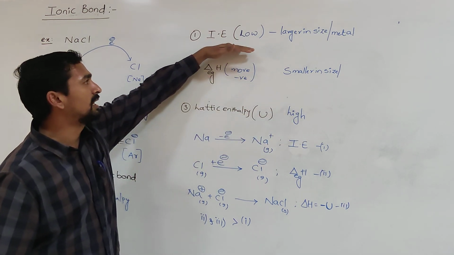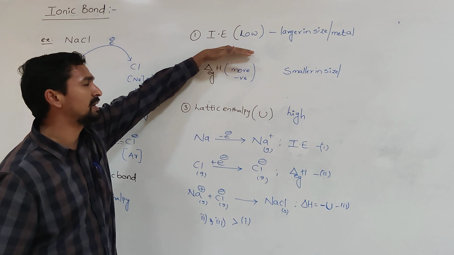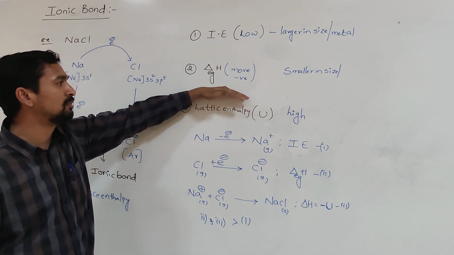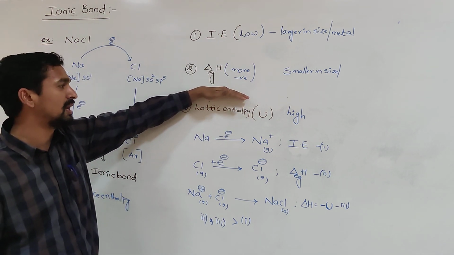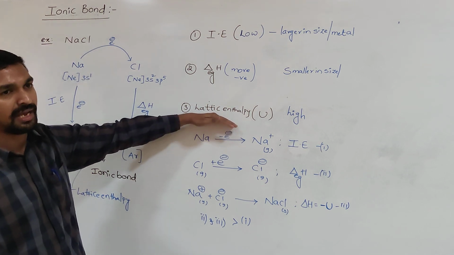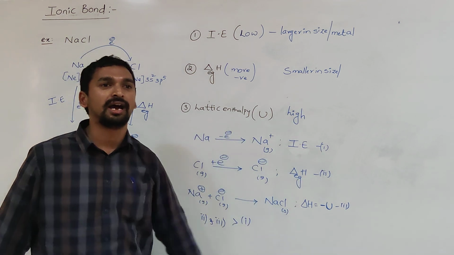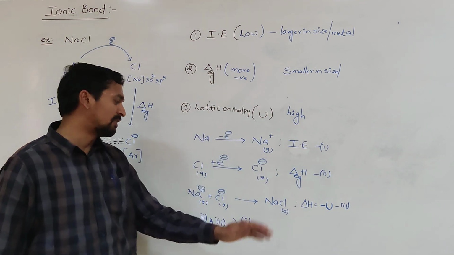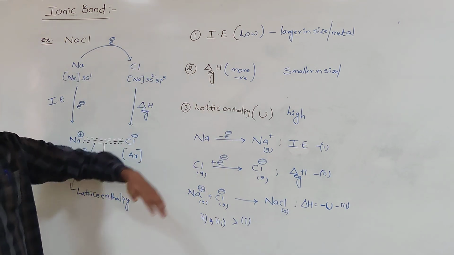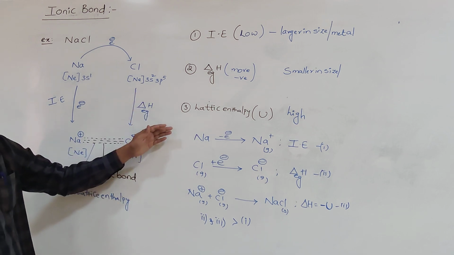So that means the atom should have low ionization enthalpy, the other atom should have a more negative electron gain enthalpy value, and whenever the cation and anion combine, wherever more energy is released, in that case the ionic bond formation takes place very fast. So these are the factors favorable for the formation of the ionic bond.